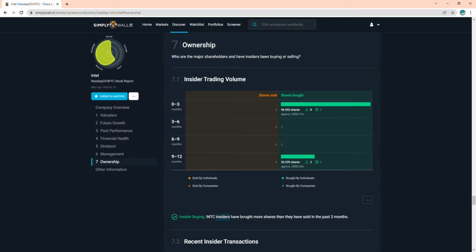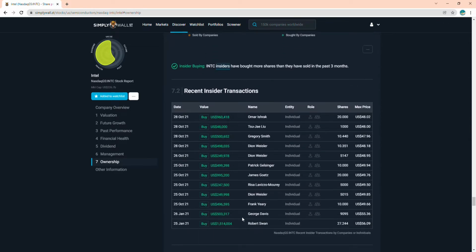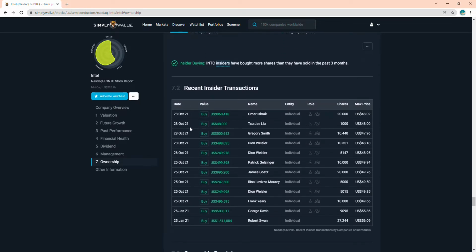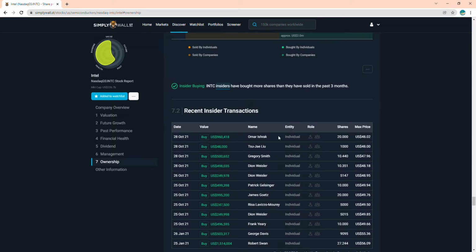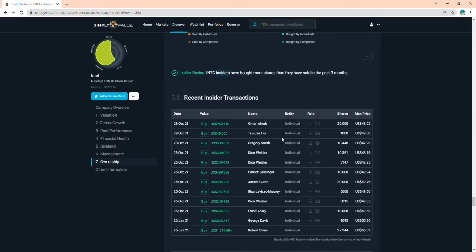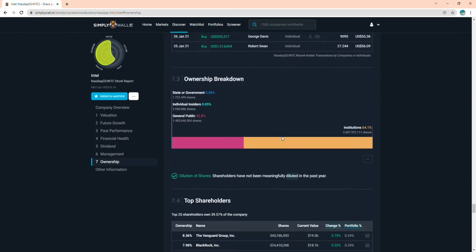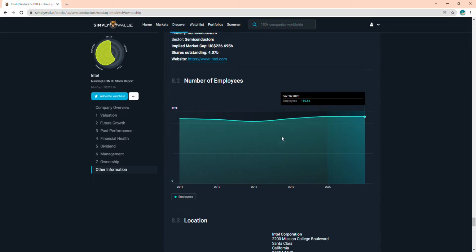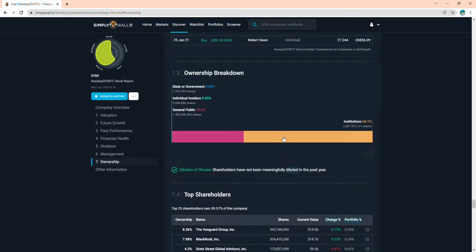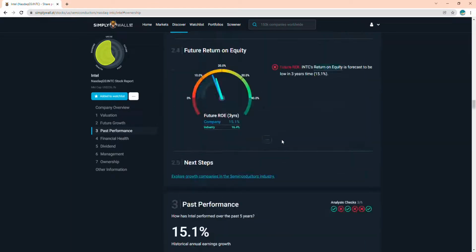Shares being sold is not a good indicator of anything. However, shares being bought is usually a good indicator, especially by insiders. Recent insider transactions: October, January 26. This is 2021, but in the last 3 months there's been insider activity in terms of buying shares, which is really good. So that's it for what I'm interested in from the value perspective, from the company overview perspective.